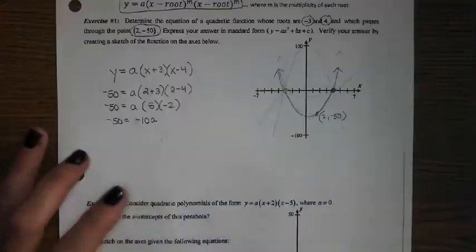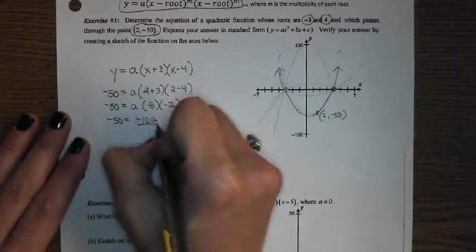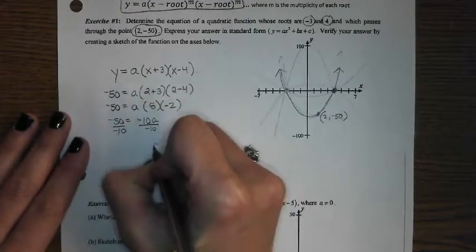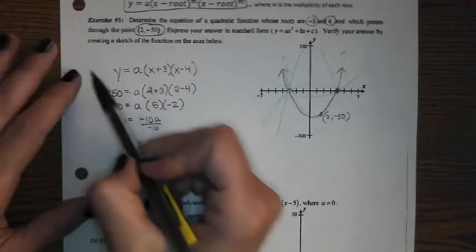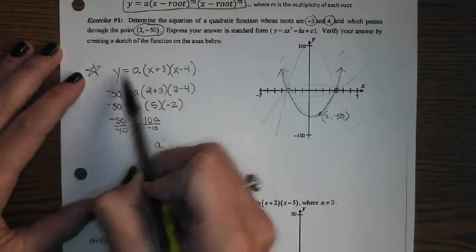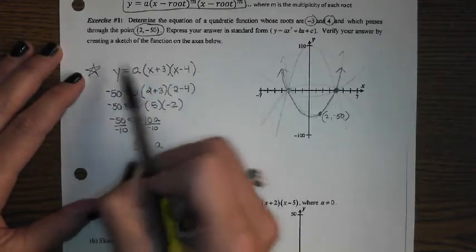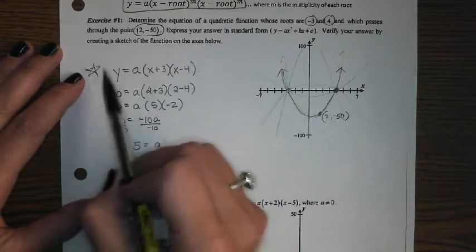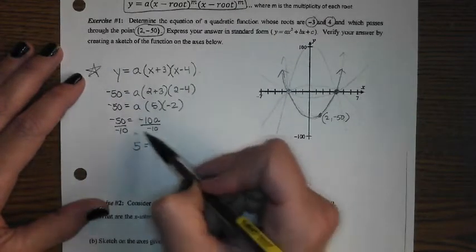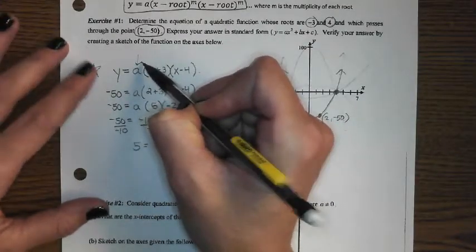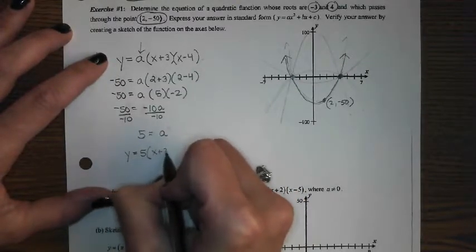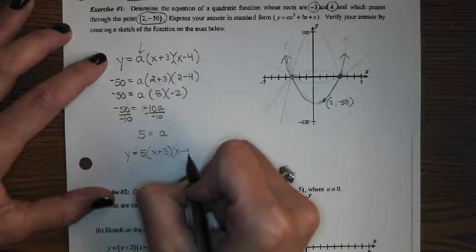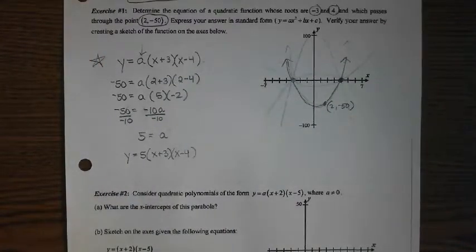And to solve for a, we divide both sides by negative 10. And so we've found our a value of 5. When we do this, we haven't done the majority of the work, but it's 95% written. We only have to go back and replace that now with a 5. So our answer is y equals 5 times x plus 3 times x minus 4. And that's the equation of the quadratic.